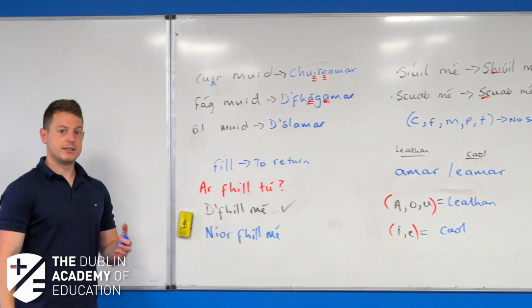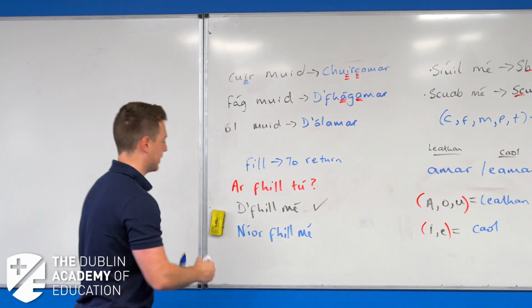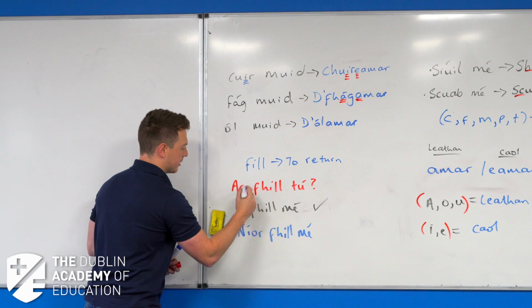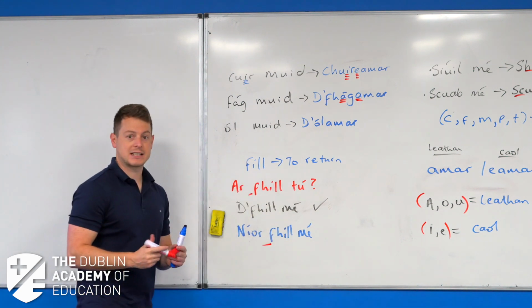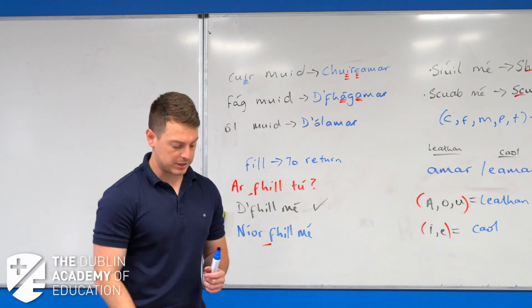Near ilme, I did not return. What do you notice after the question on the negative? I kept my H, which is great, but I lose the D apostrophe there. See here? Here? There's no D apostrophe because it cannot be kept after a question or a negative.